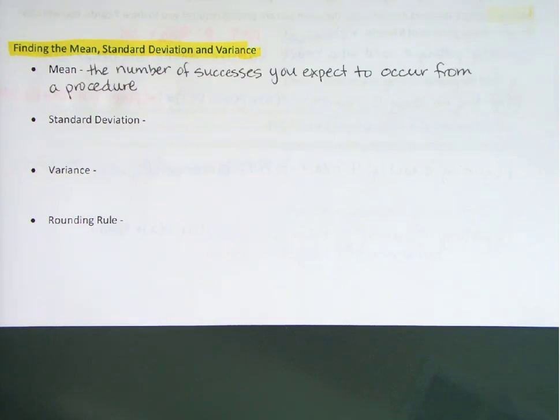The mean is going to be defined by the number of successes you expect from a procedure. Since we're going to be working with populations, we're going to use mu to represent our mean, and we're going to find this by taking n times p, or the number of trials times the probability of success, and we're always going to include units in our final answer.